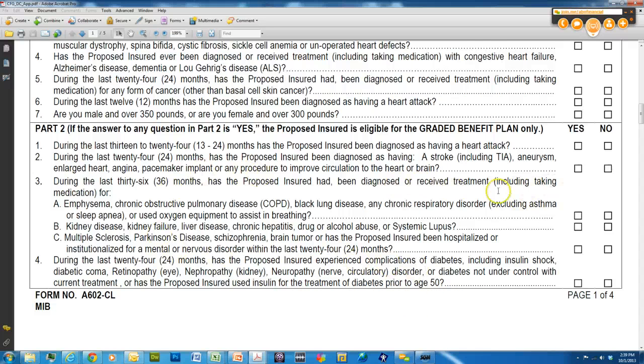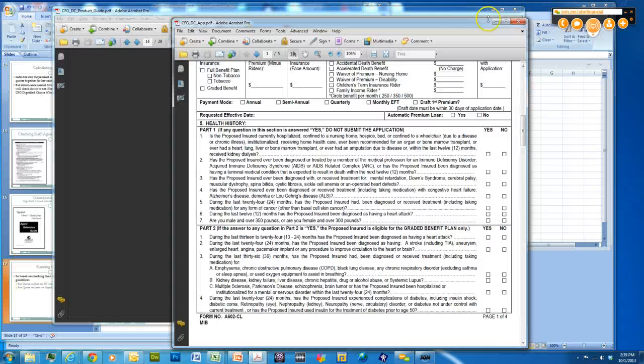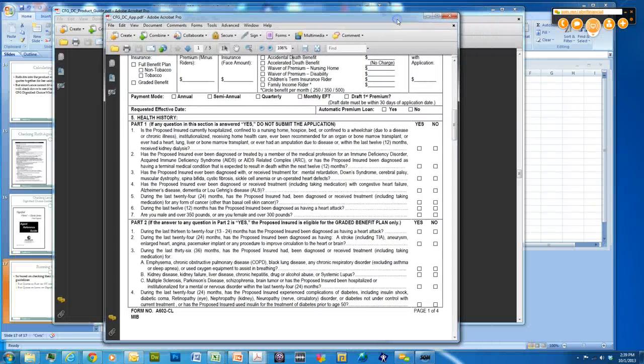If they answer yes to any of these, then you've got to run the graded benefit Classic 2 rates. If they answer no to these, then it's the Classic 1, which is the better rated product. So that's how simple it is. It's just figuring out what to answer on here.